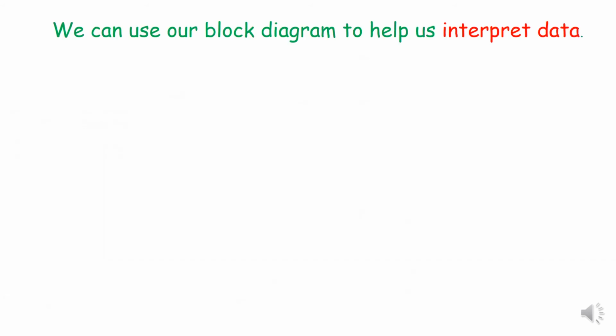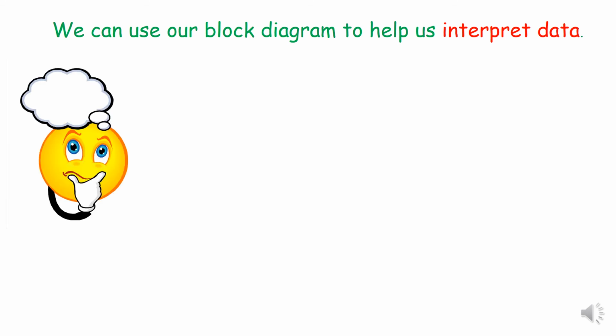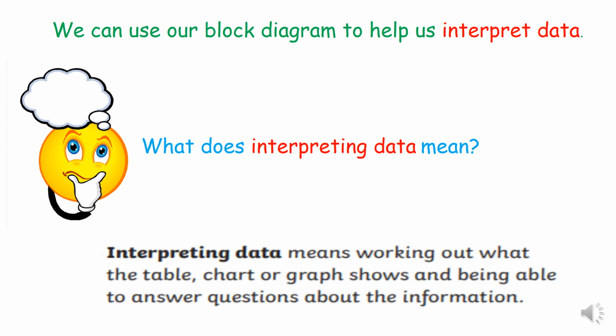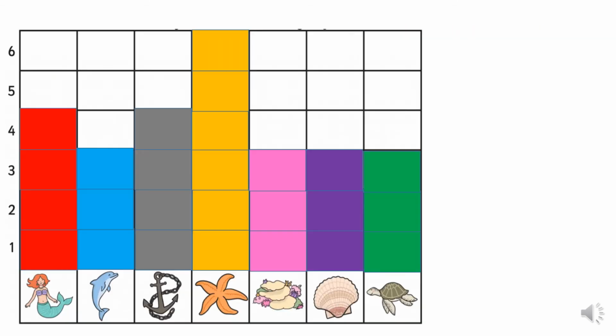Now we can use our block diagram to help us interpret data. Can you say that? Interpret data. That sounds so tricky. What does interpreting data mean? This means when we use the data, so the information, to help us answer questions. So let's have a go now at using our block diagram to help us interpret the data.